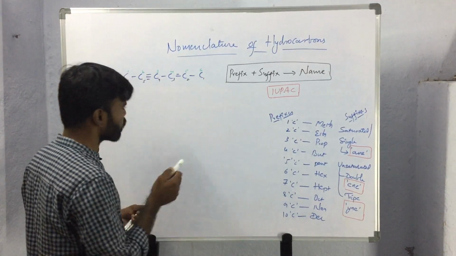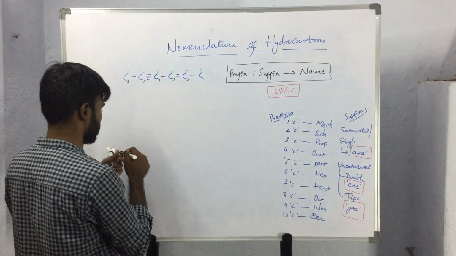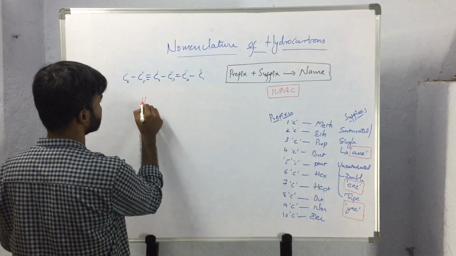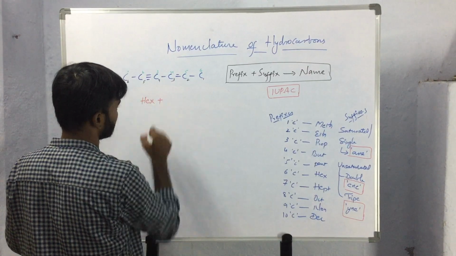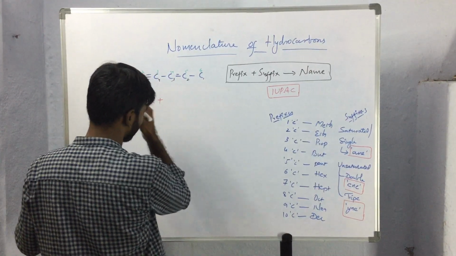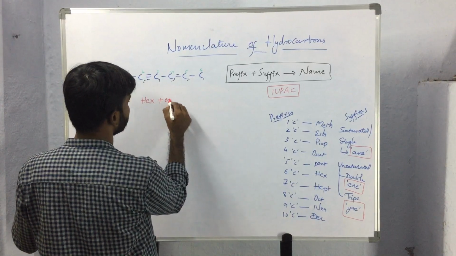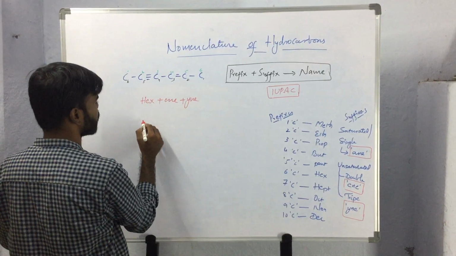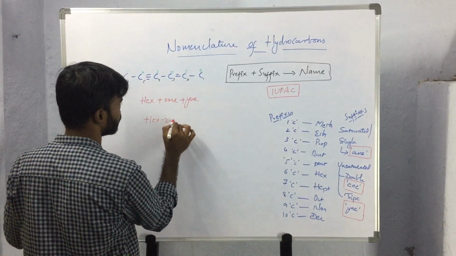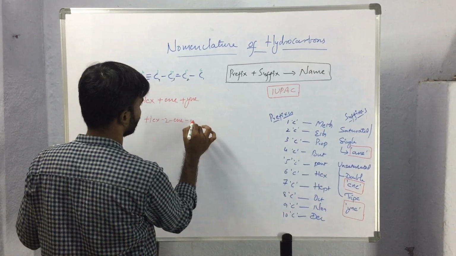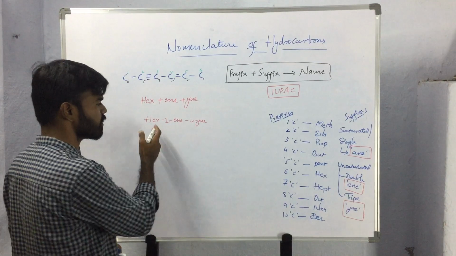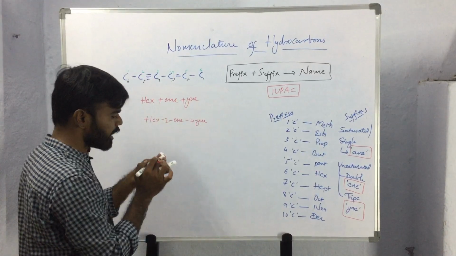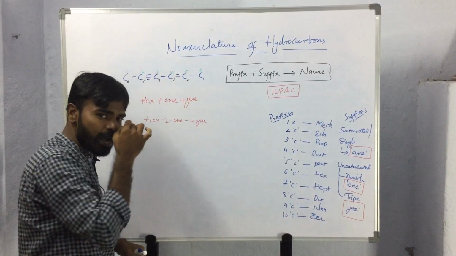So here in this condition, what we will write: as it is having 6 carbon atoms, we will write hex. Then the suffix, we have 2 suffixes. So first suffix will be "ene" and this will be "yne". So here the name of the compound will be hex-2-ene-4-yne. So this will be the name of the compound. Hex-2-ene-4-yne will be the name of the compound. So like this we will be giving the names to the combined unsaturations.